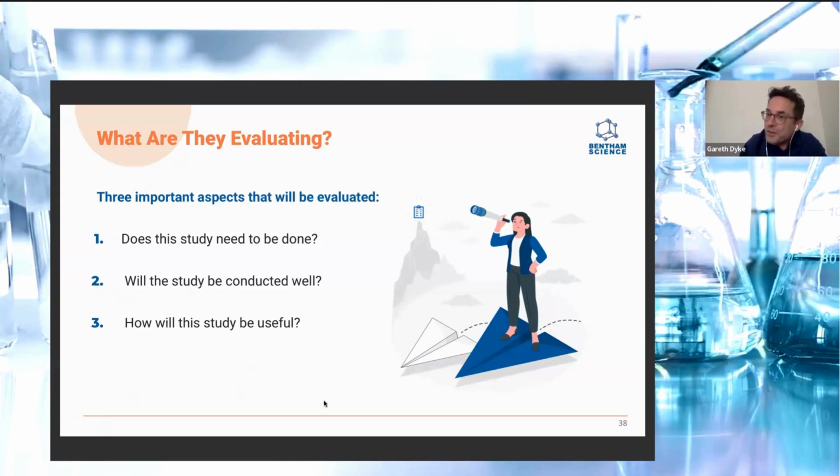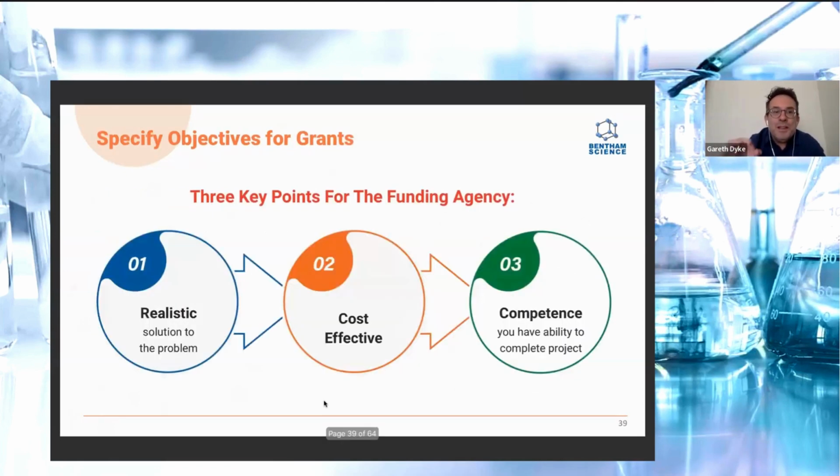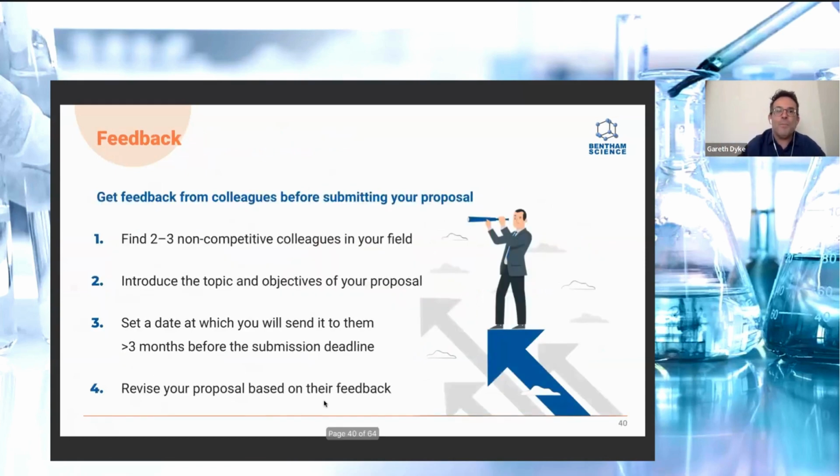So there are also key questions to ask yourself. Does this really need to be done? Will it be done well? Have I demonstrated that? And will it be useful? Realistic, cost-effective, and the competence of the team, as we've seen before. Three key points for your funding agency: realistic, cost-effective, and competence.